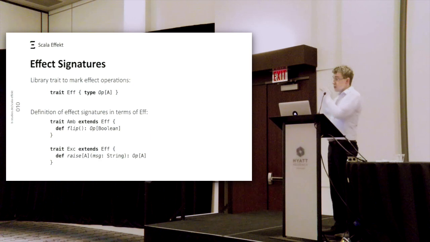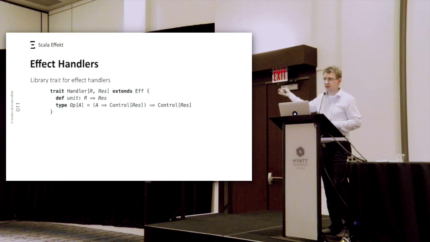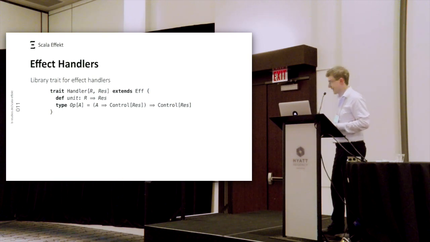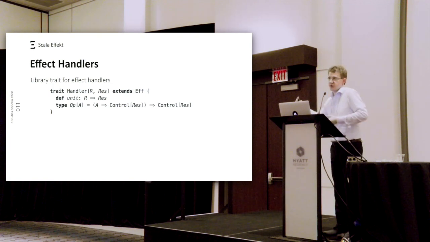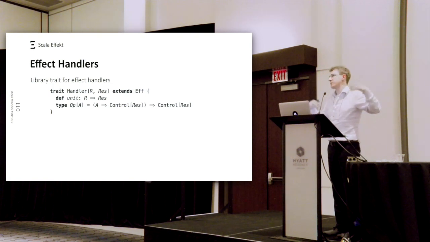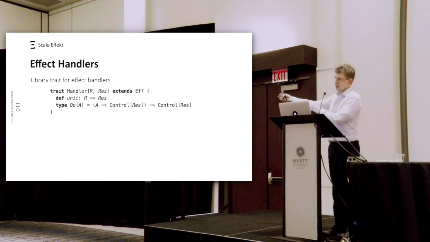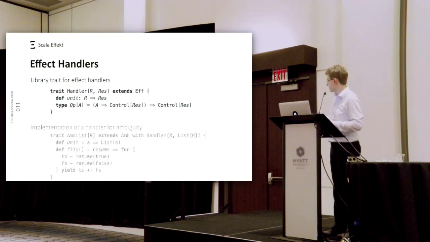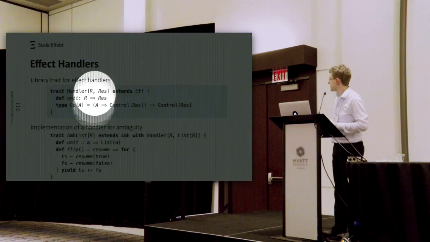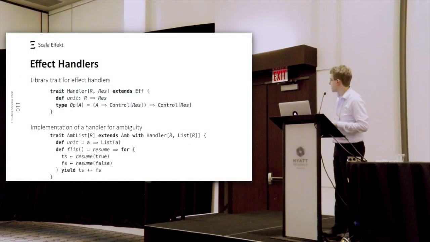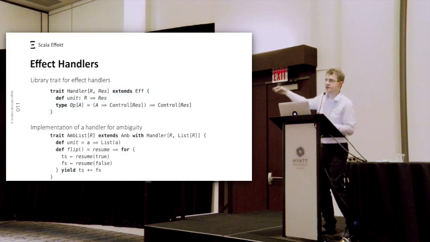And if we now want to implement handlers for these effect signatures, then we inherit from another library trait, which is called Handler. One thing that's important here is that Handler takes two type parameters, R and Res. R is the type that the program would usually return. In our introductory example, that would be String. And Res is the type that the handler interprets our program into. This becomes clearer when we look at the AmbList handler down here. It works for all R, but it interprets R into List[R].